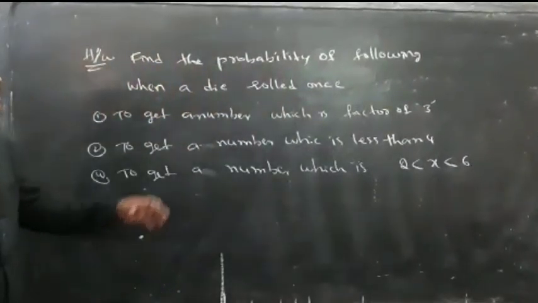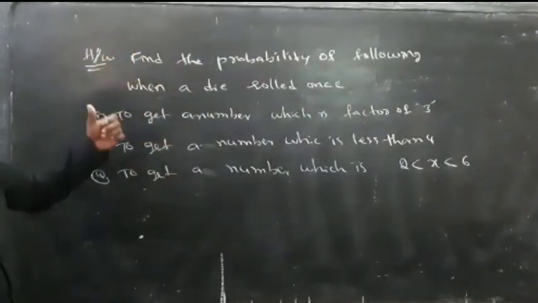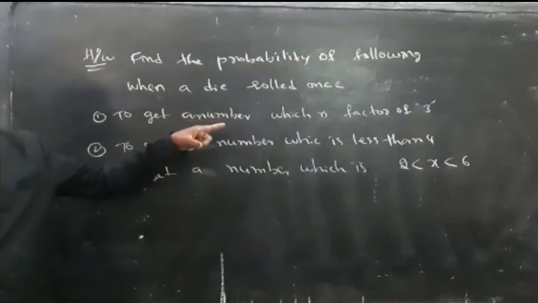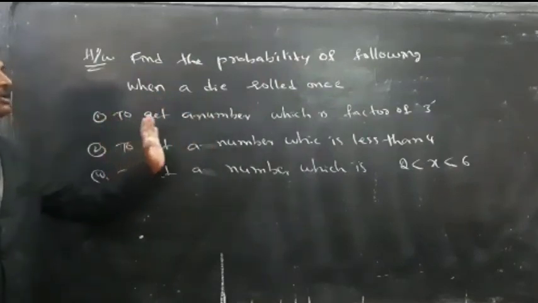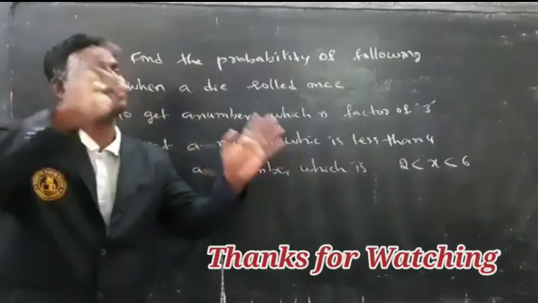This is the homework. Find the probability of the following when a die is rolled once: to get a number which is a factor of 3, to get a number which is less than 4, to get a number which is between 2 and 6.